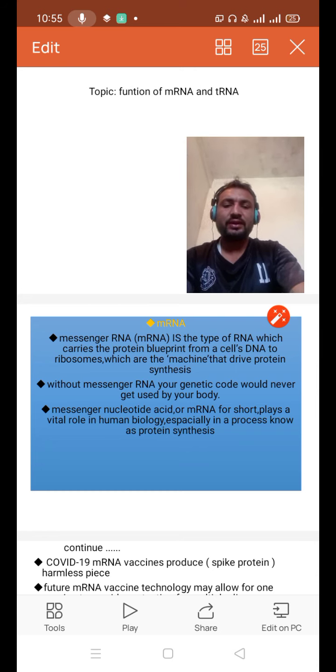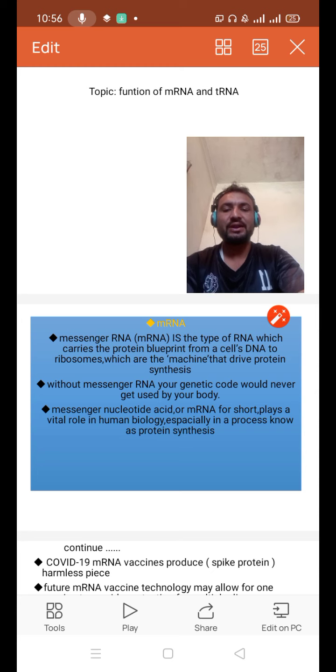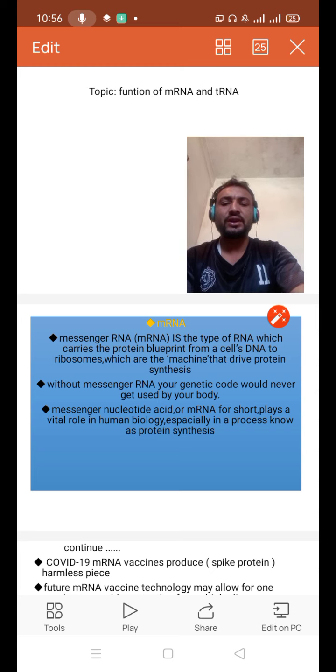Before going to discuss the function of mRNA and tRNA, students, you have to know the difference between DNA and RNA. You know, DNA is deoxyribonucleic acid, while RNA is known as ribonucleic acid.